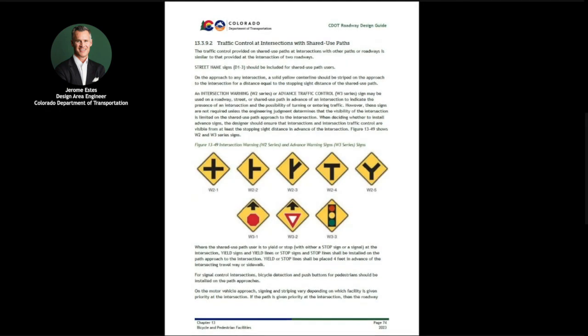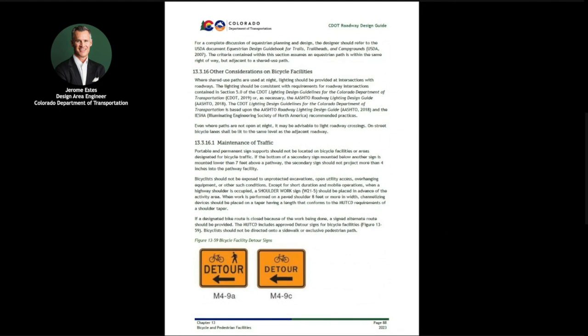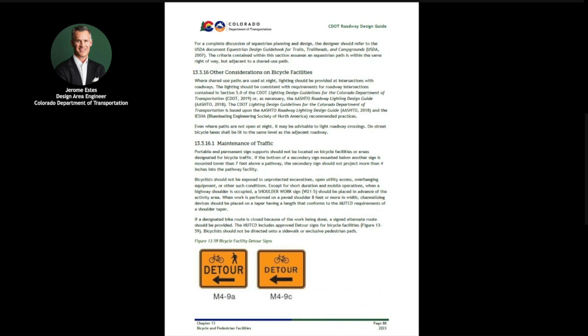Other elements to consider include, but are not limited to, traffic signs, colored bike lanes and boxes, bicycle signals, and facility maintenance. Be sure not to miss the guidance on maintenance of traffic during construction for multi-use trails and other multimodal facilities, because this is very important.